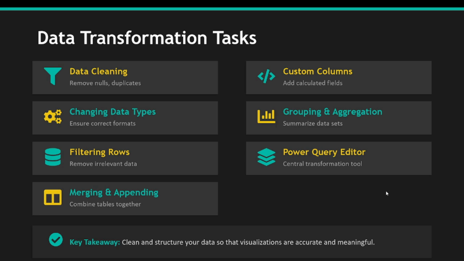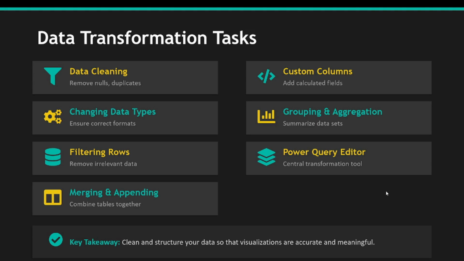The fifth task is adding custom columns. Sometimes the information you need for your analysis does not exist directly in your source data. It needs to be derived or calculated from existing columns. Power Query allows you to add custom columns using its formula language called M, where you can write expressions to create new fields. For example, you might create a profit margin column by dividing profit by revenue, or extract the month name from a full date column.